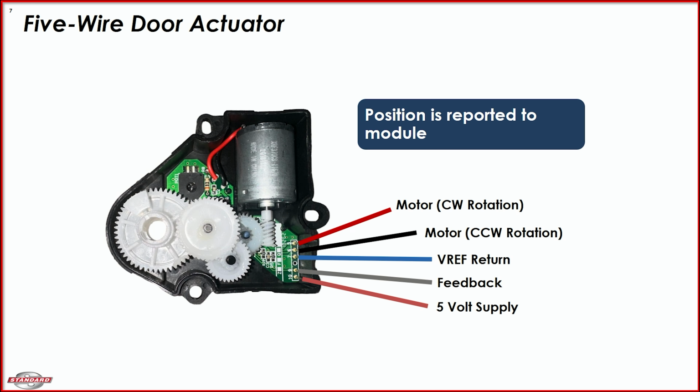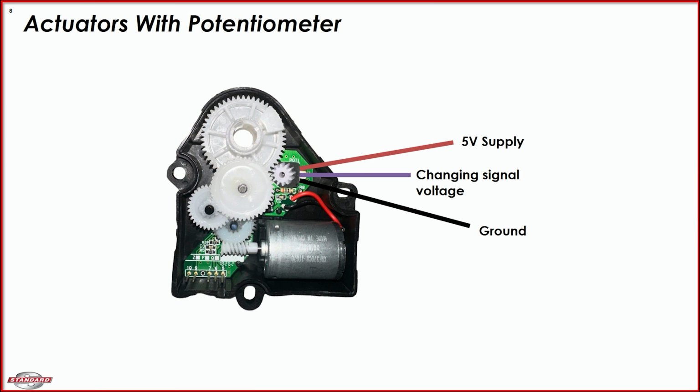The position feedback wire is used to figure out and communicate the exact position of the door back to the climate control module. It provides very precise position control through a variable voltage signal. As an example, we can use the temperature blend doors. They need very fine adjustments in door angle to provide the correct blending of warm and cold air to achieve the correct cabin temperature based on the inputs from the climate control module. If we take it a step further, we can look at actuators with potentiometers.